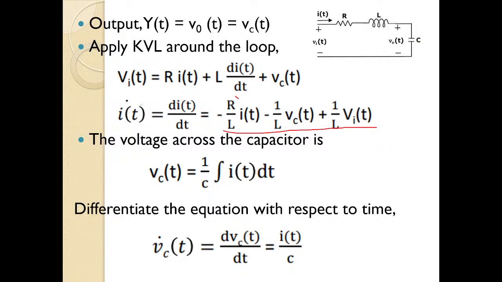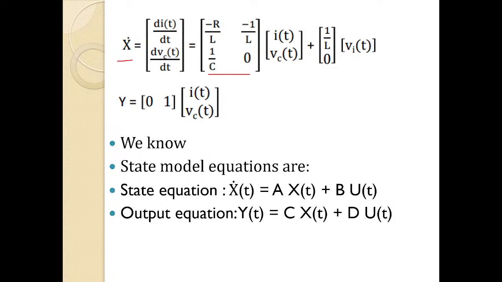Okay, so the coefficient of I of t is here minus r by L. Minus r by L is the coefficient of I of t. The other term is minus 1 by L. The coefficient of Vc of t is minus 1 by L. Okay, that you have to write.